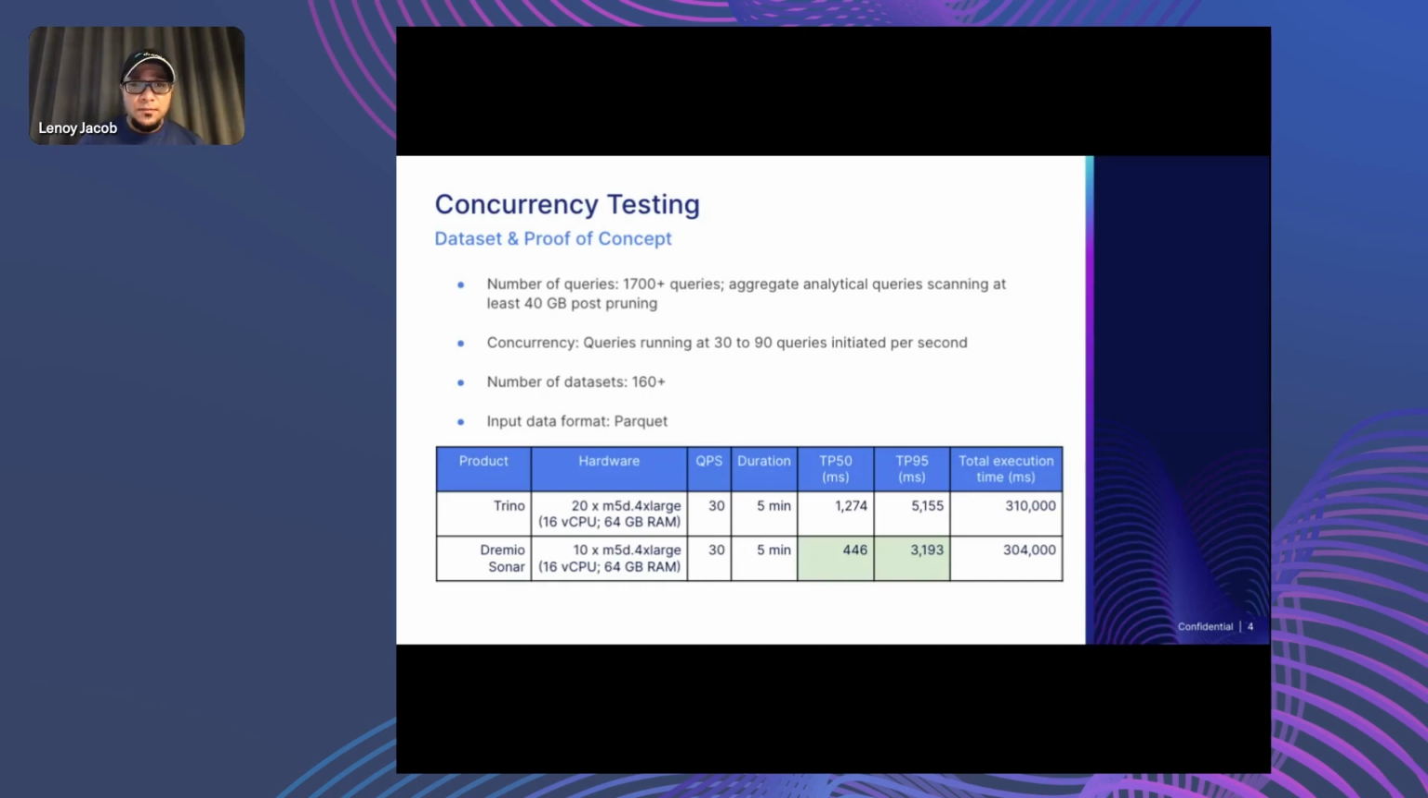So for Trino, for example, it served 50% of the queries with the max time that a query took being 1.2 seconds, and for Dremio that was half a second.